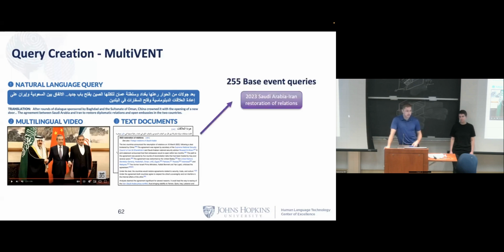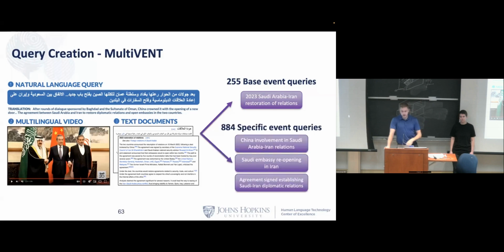So from the aligned text documents, we extracted around 255 base event queries. These were mostly Wikipedia titles. For example, here it's the 2023 restoration of relations between Saudi Arabia and Iran, which was taken more or less from the Wikipedia title. If we couldn't find a title, we used content from the article to write our own.